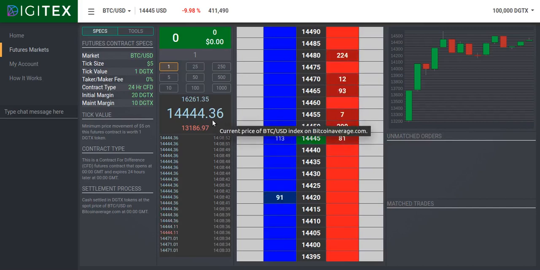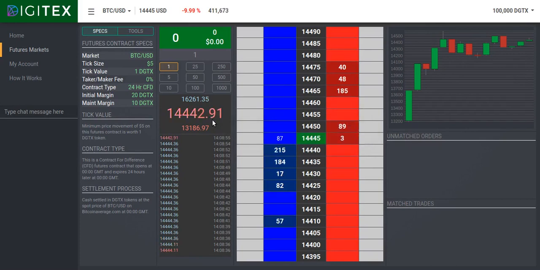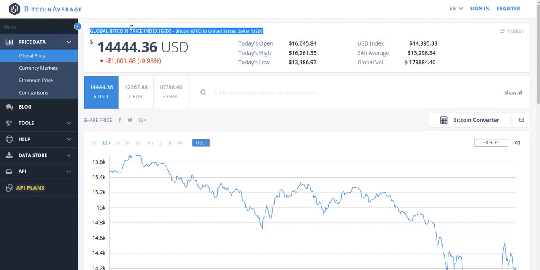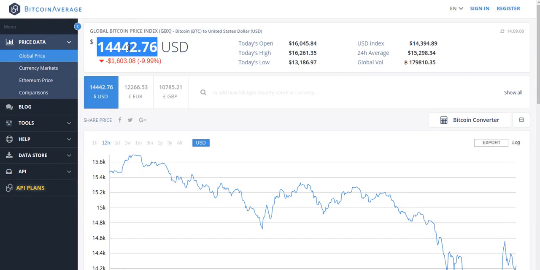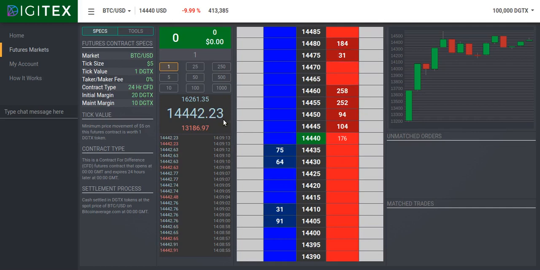This price right here is the current price of Bitcoin against the US dollar, according to the global Bitcoin price index on bitcoinaverage.com. What they do is they calculate the price of Bitcoin using the top 50 Bitcoin exchanges around the world, and we feed that index into the Digitex Futures Exchange, and then we run this futures contract on that index. So this futures contract is a way for you to trade this index.